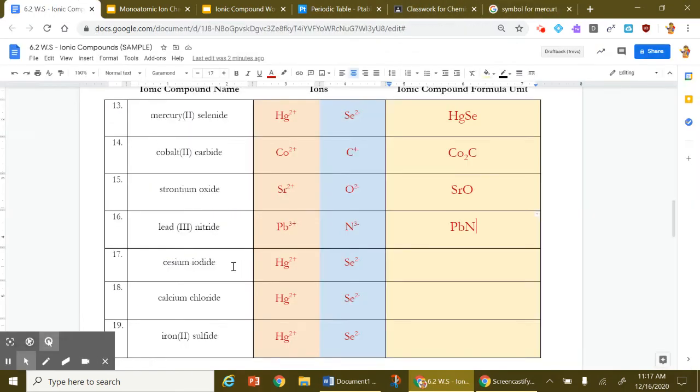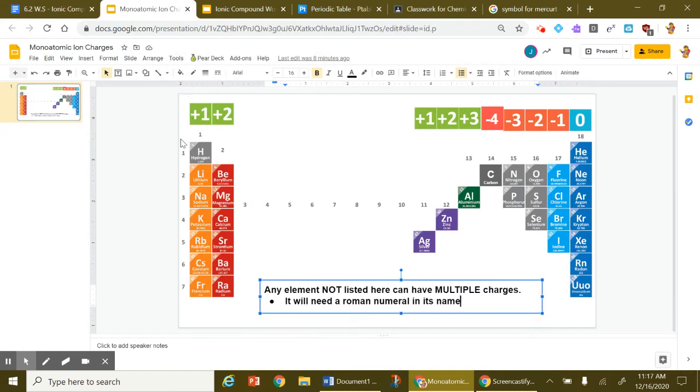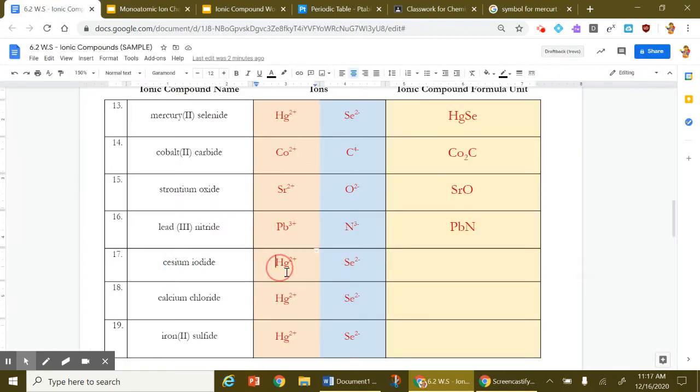One second. All right, guys, on to number 17, cesium iodide. Now, what is the symbol and charge of cesium? All right, let's take a look here. Can I find cesium on here? Yes, cesium is Cs with a 1 plus charge. Okay, so here I go. Cs with a 1 plus charge, or that can just be a plus charge.